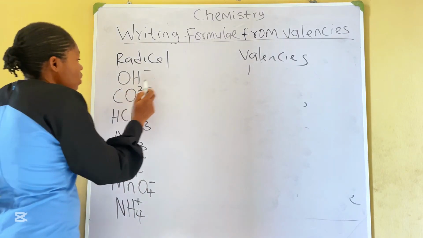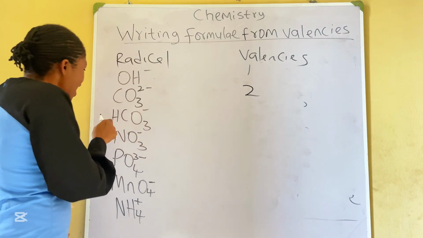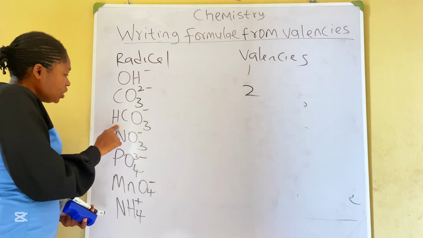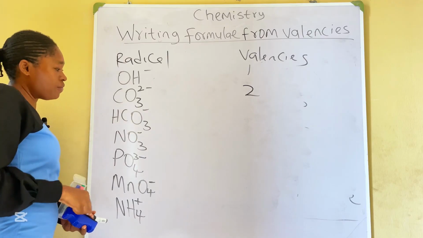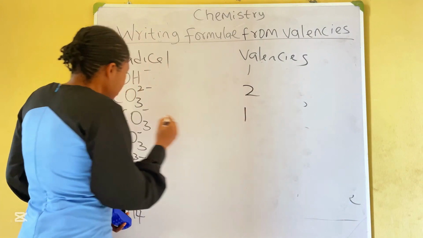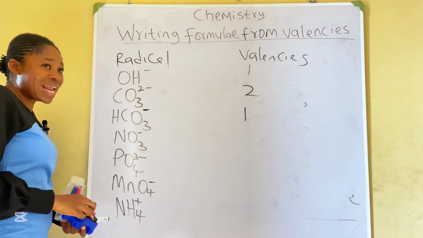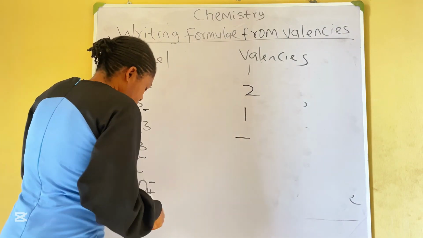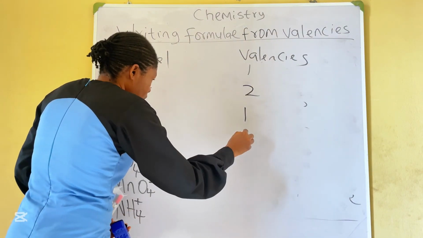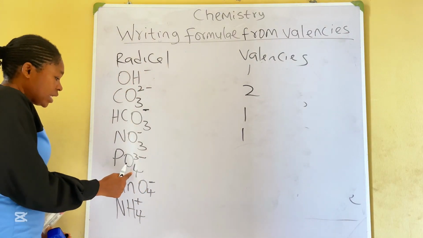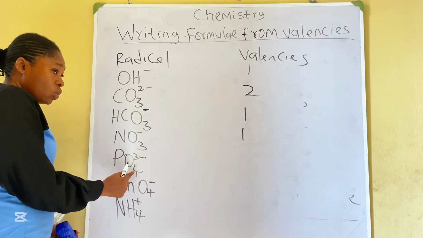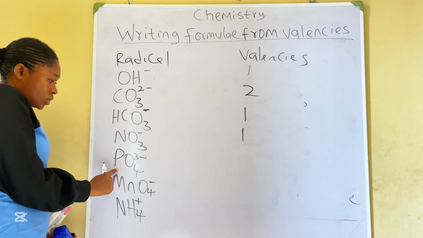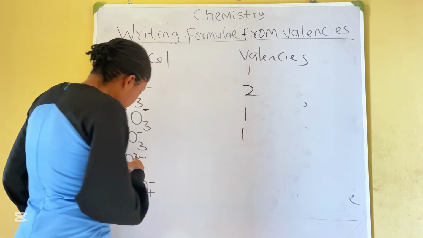So the valency of this one is 2. Valency of this one, this is hydrogen. We name this one first. Hydrogen trioxocarbonate 4. So the valency is what? 1. As you can see, the charge is just minus. This is trioxonitrate, nitrate 5. The charge is what? The valency is 1. This is tetraoxo, 4. Also you have tetraoxophosphate 5.